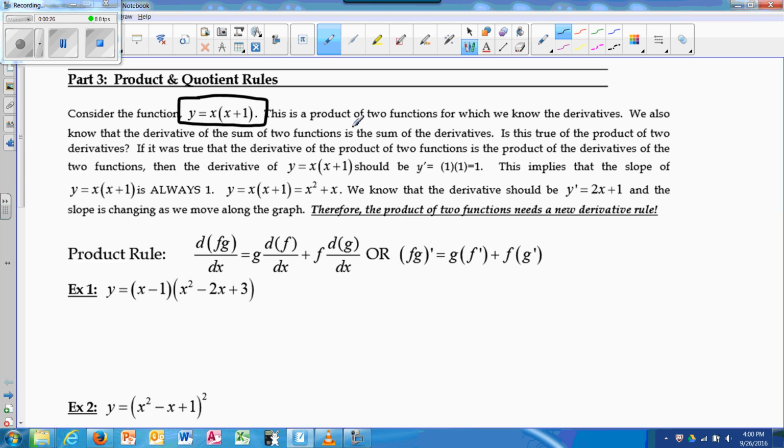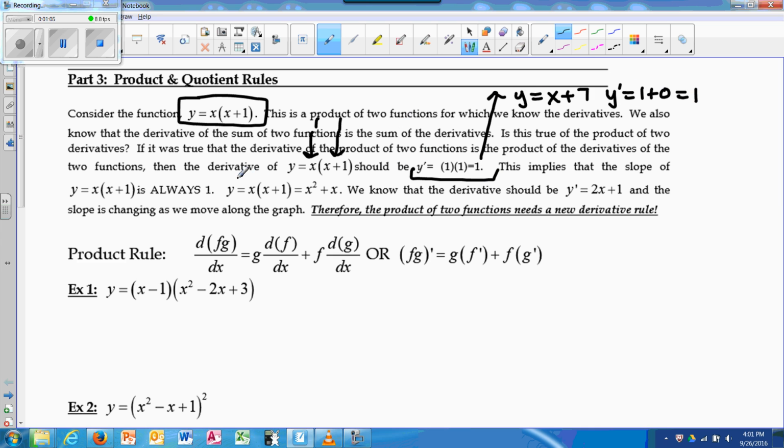We do know the derivatives of each of those functions. The derivative of x is just 1. And the derivative of x plus 1 is just 1. However, if we try to assume that the derivative of the entire quadratic equation is just the product of those derivatives, we would be incorrect. For us to have a derivative of just 1, we would have to have a function that is linear, such as x plus 7. X plus 7 would have a derivative of just 1 plus 0, so 1. So we know that a quadratic equation should not have a derivative of just 1.